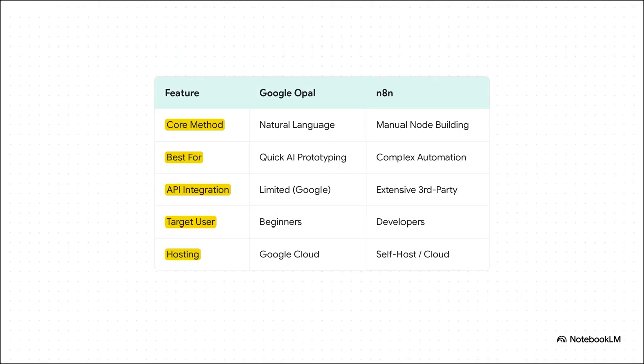And this chart just lays it all out, doesn't it? Take a look at the target user. Opal is absolutely perfect for beginners, or maybe marketers, anyone who just needs a quick AI prototype to show an idea. But then you look at API integration and complexity, and it's clear that n8n is built for developers and power users, the people who need that deep, custom, scalable control.